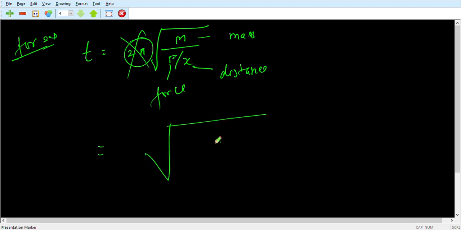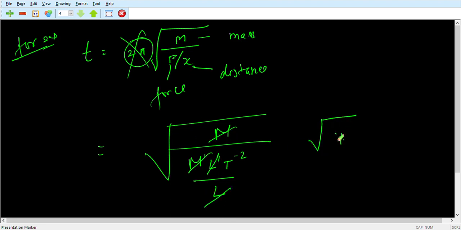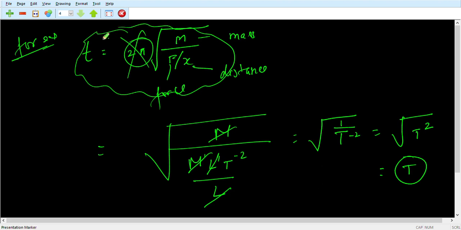So we should write M to the power 1 for mass, M to the power 1, L to the power 1 and T to the power minus 2 for force, upon L for this x. L will get cancelled, M will get cancelled, under root T to the power 1 upon T to the power minus 2, that is equal to under root T to the power 2. Under root, the square will get cancelled, it will become T. So see, on the right hand side we are getting T, on the left hand side we are having T. So this given expression is dimensionally correct. So this expression may be correct.